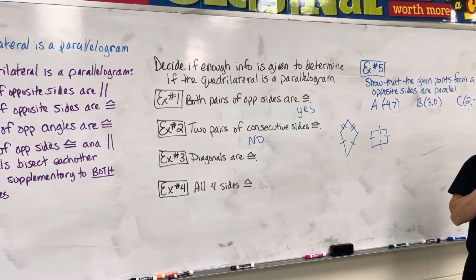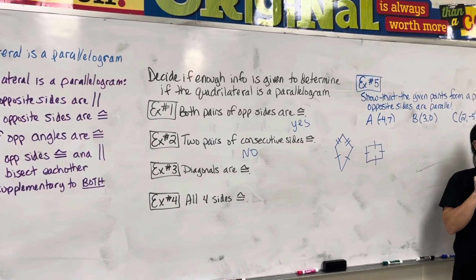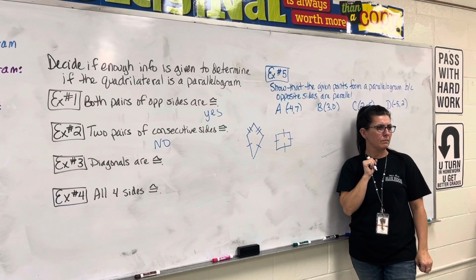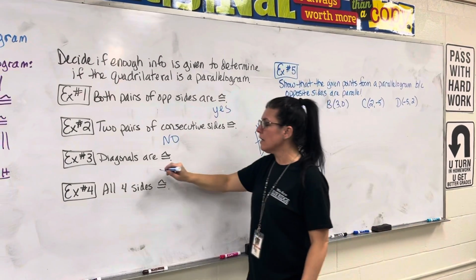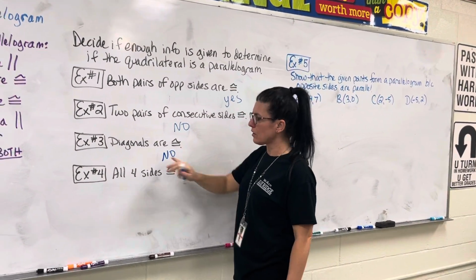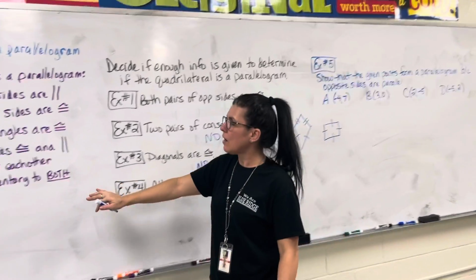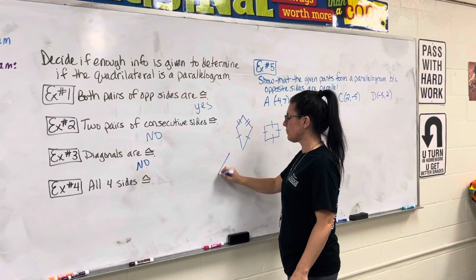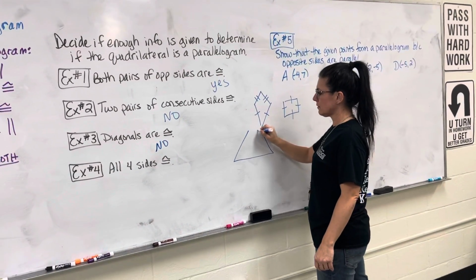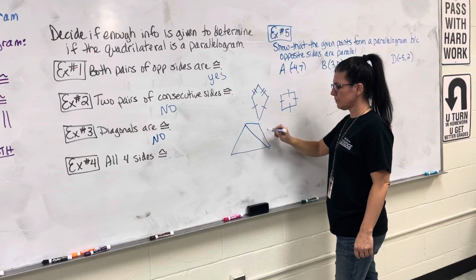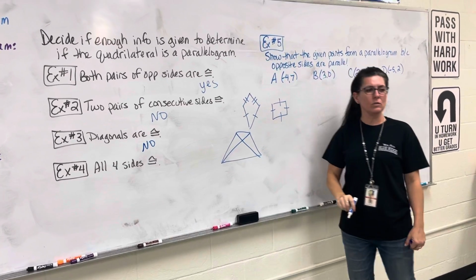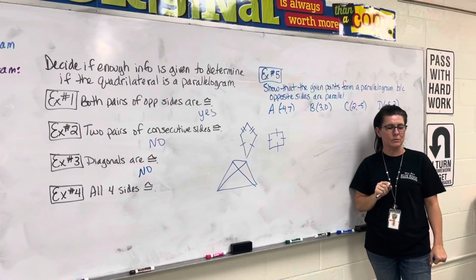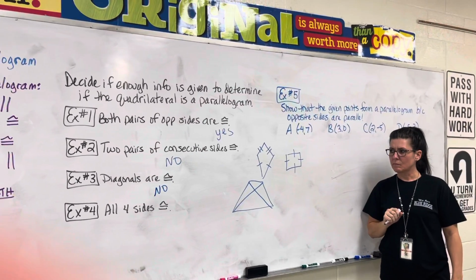How about number 3? The diagonals are congruent. Is that enough to call it a parallelogram? I'm seeing no. I agree. Because just because the diagonals are congruent is not enough to call it a parallelogram. What if we had a picture that looked something like this? Those diagonals are congruent, but that doesn't necessarily mean that it's a parallelogram. So that one's a no.